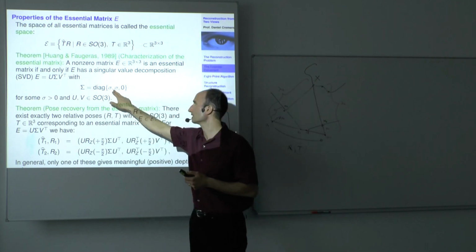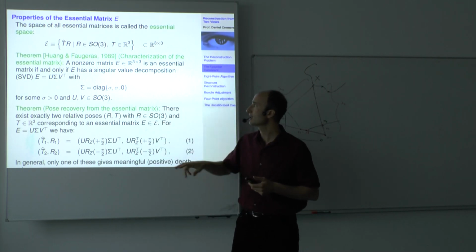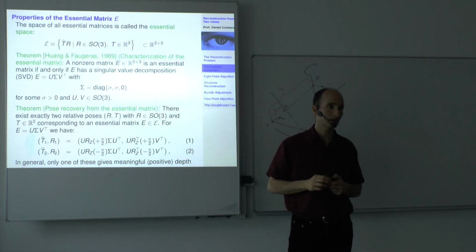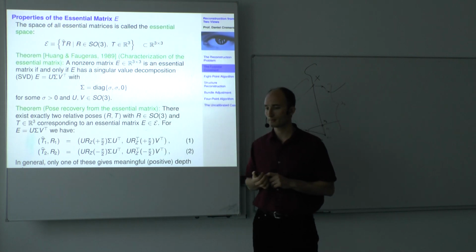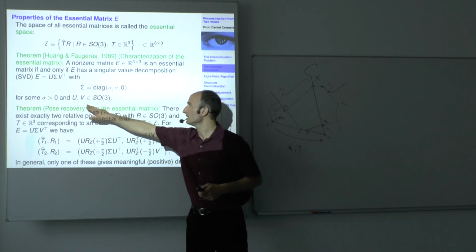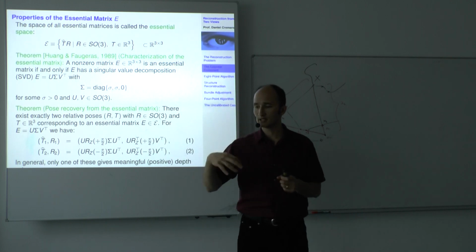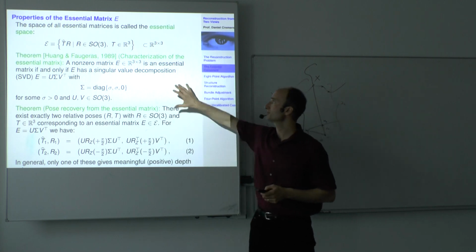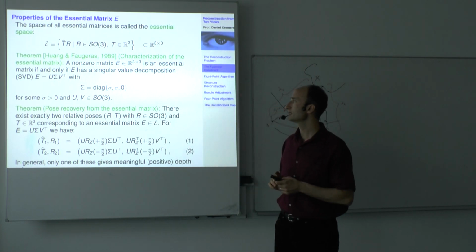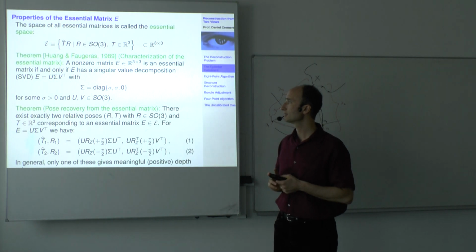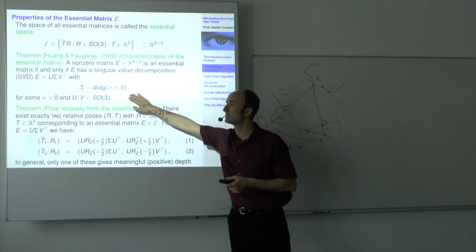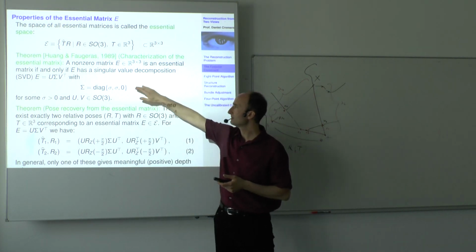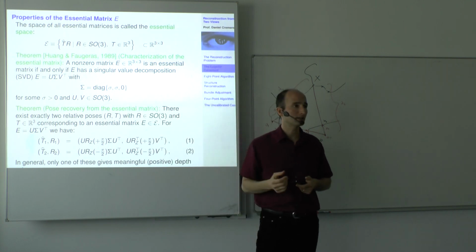We don't know what the singular value is. Of course, sigma can be anything. It's a positive singular value, but we know the first 2 singular values are identical, and the last one is 0. And then U and V are some orthogonal transformations involved in that singular value decomposition. So that characterizes essential matrices and this essential space. So all matrices in the essential space have that property. And in turn, any matrix that has that property is an essential matrix.